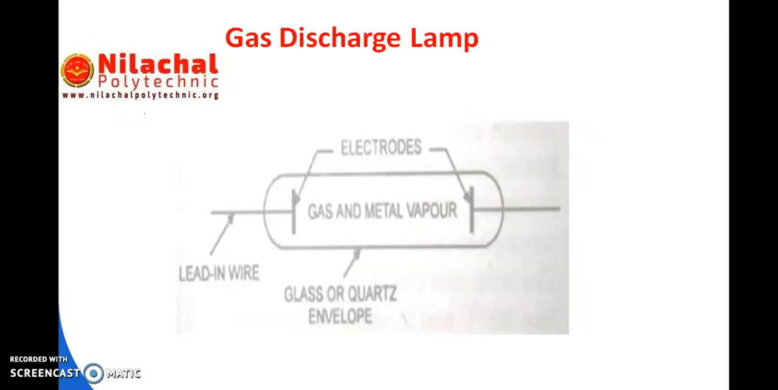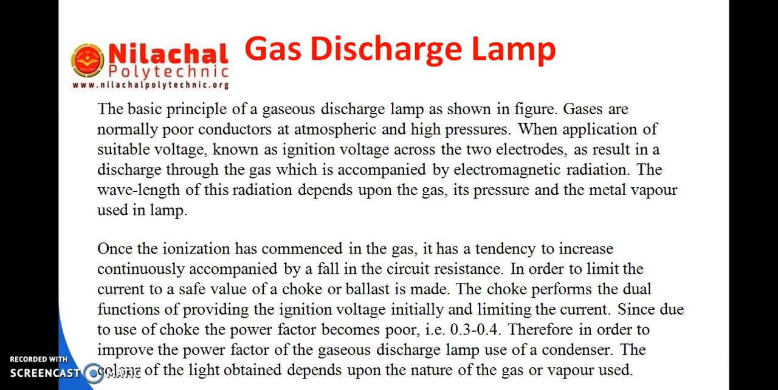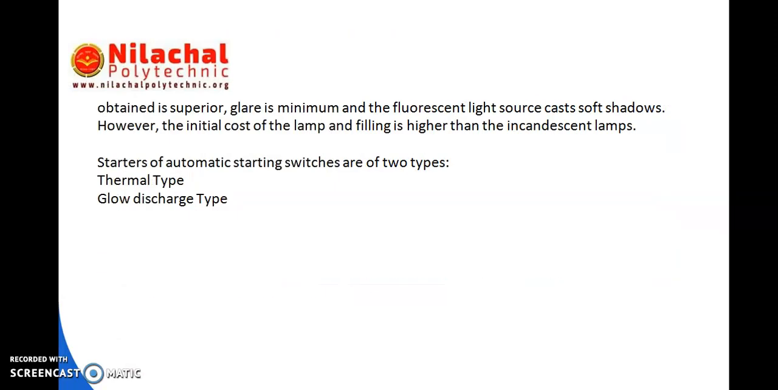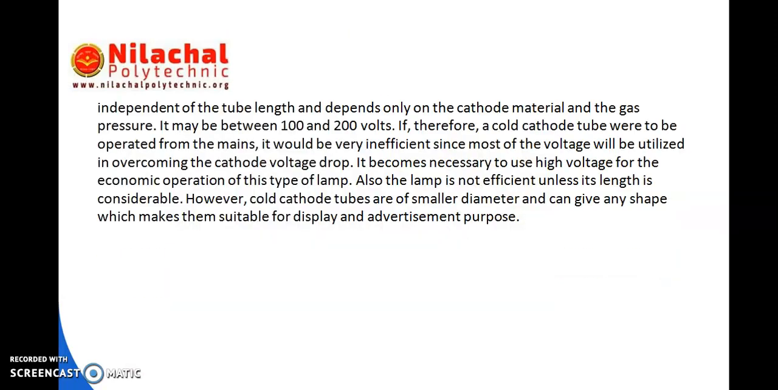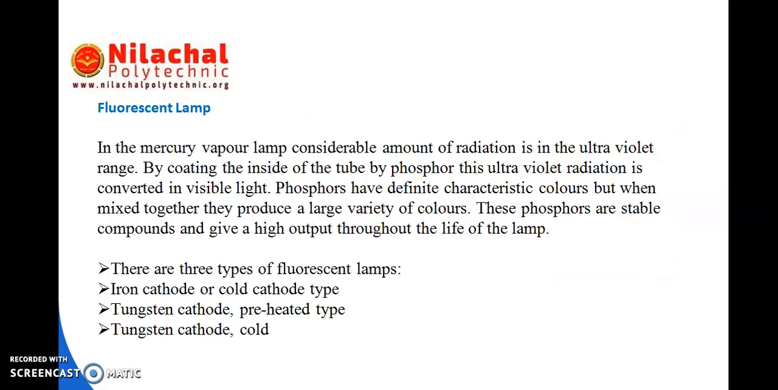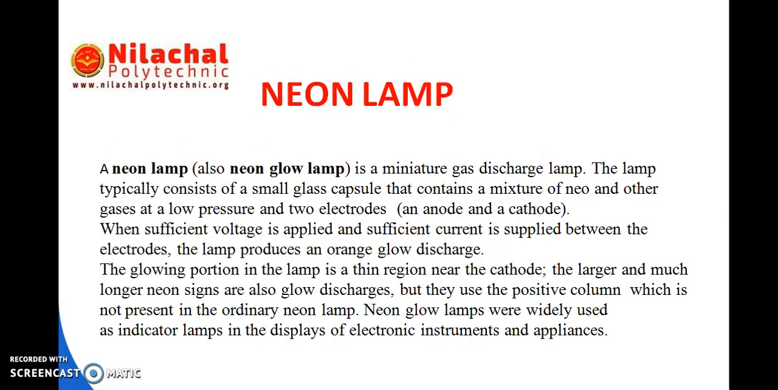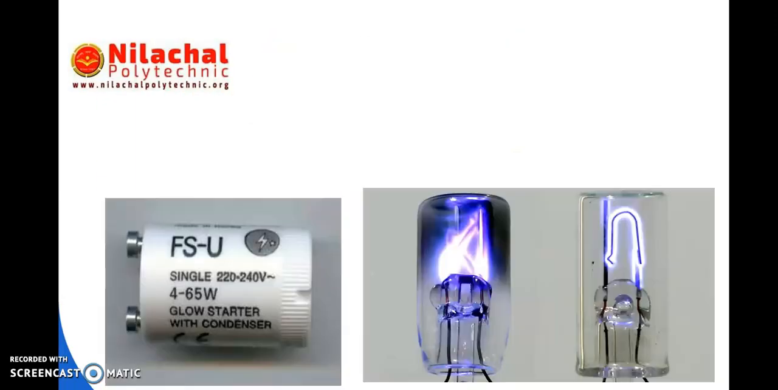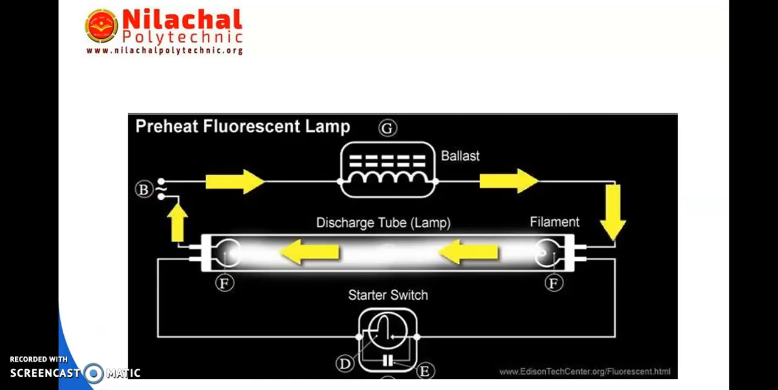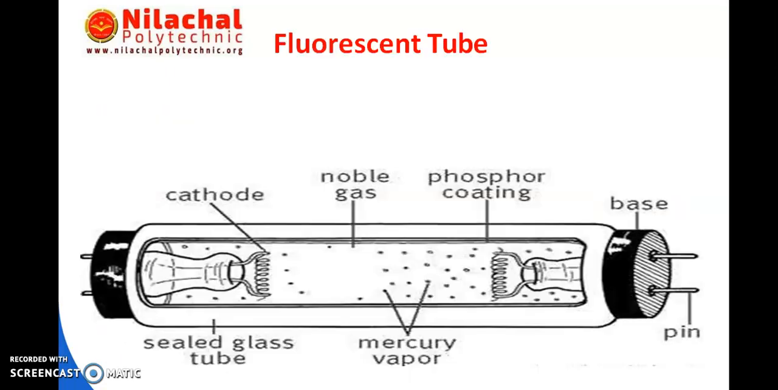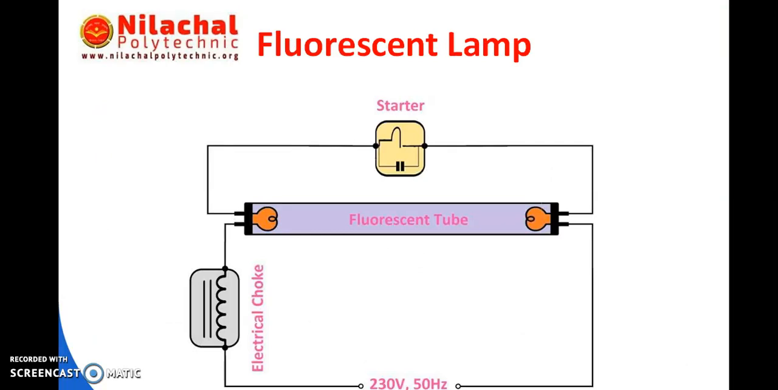So these are the gas discharge lamps, and this is the total overview of your chapter 4, illumination. Here the important questions are: what do you mean by sodium vapor lamp, mercury vapor lamp? Another one is your neon lamp, another one is your fluorescent lamp.